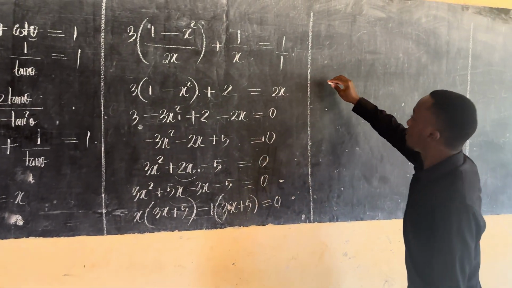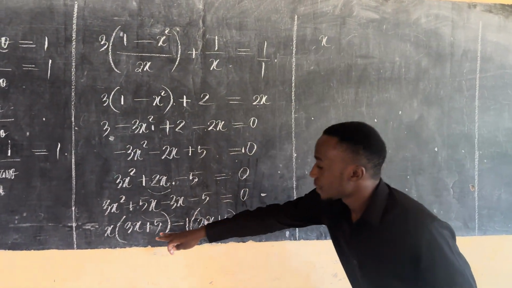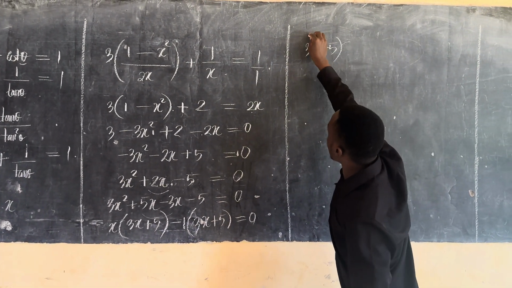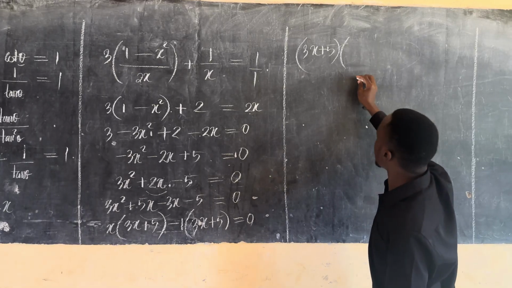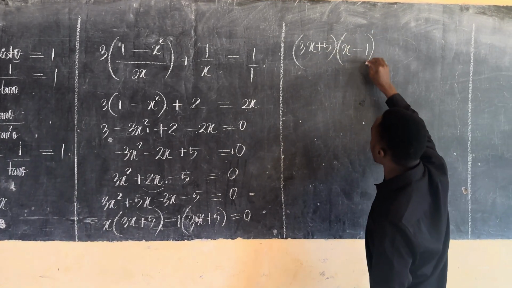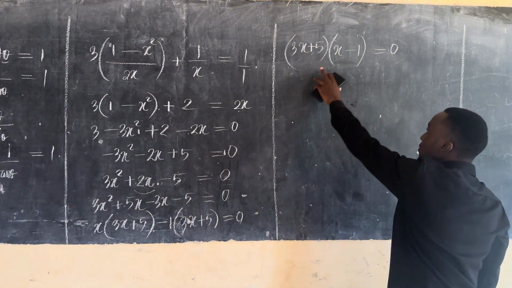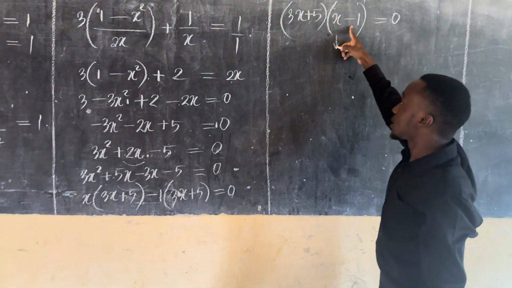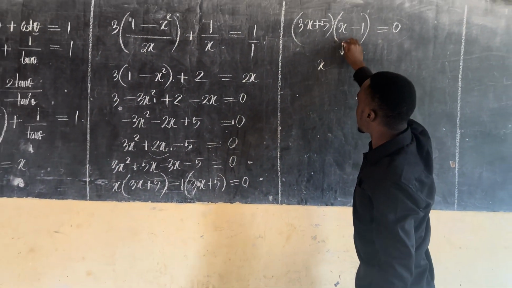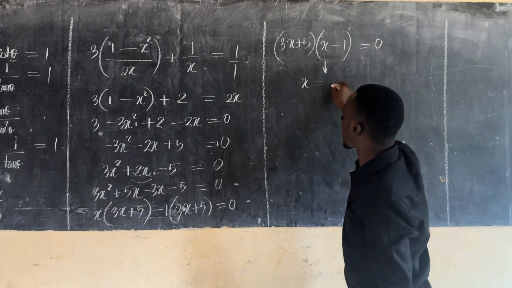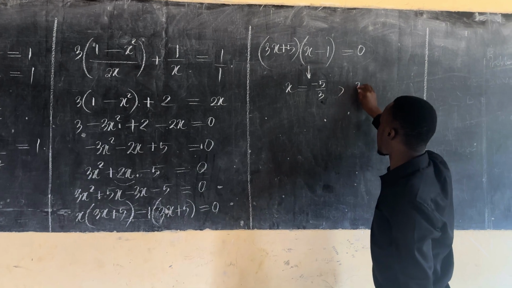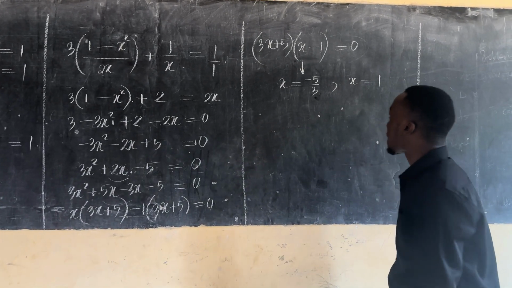From there, we see that the 3x plus 5 is common. So we pull it out, remaining with x minus 1 equal to 0. From this, either this is 0 or this is 0. From that, you will do the steps there and get the two possible values of x: x equal to negative 5 over 3, and the other one x equal to 1.